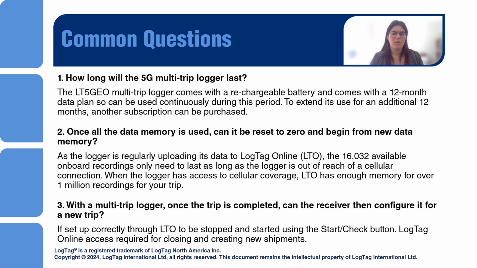With the multi-trip logger, once the trip is completed, can the receiver then configure it for a new trip? So if it is set up correctly within LogTag Online, it can be set up that the receiver can hit the start and check button to be able to stop and start the logger. However, LogTag Online access is actually required to be able to complete the shipment within LogTag Online. You will also need LogTag Online to be able to start a new shipment. So these two features are only able to be done in LogTag Online.